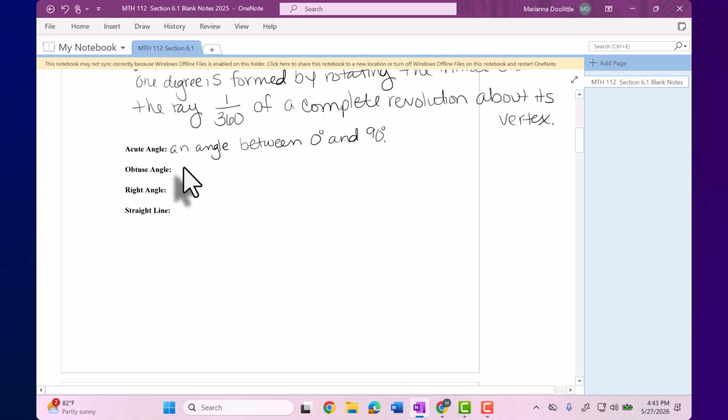An obtuse angle is an angle between 90 degrees and 180. A right angle is 90 degrees. We're going to be dealing with right angles a lot in the first chapter. A straight angle is 180 degrees.